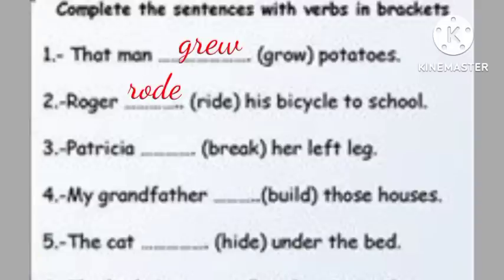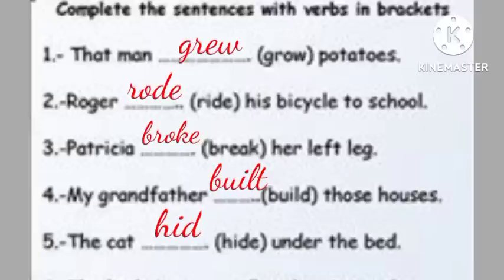And then number 3, Patricia, that one verb 1 is break, verb 2, broke, her left leg. Number 4, my grandfather, the verb 1 is build, what is verb 2? Built. The D changed into T, built those houses. Then number 5, the cat hid under the bed. And just now verb 1 is hide, and then the verb 2 changed into hid. Bersembunyi di bawah tempat tidur.